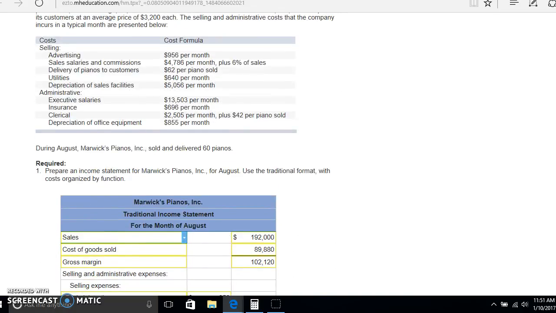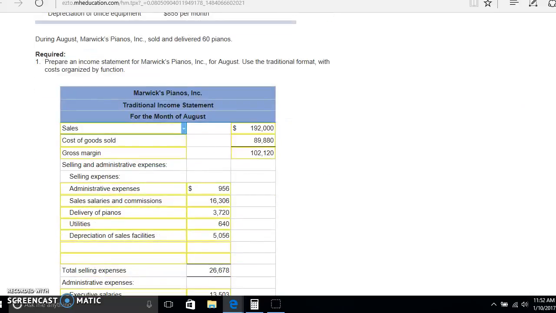And that one is sales salaries and sales commission. Now this one is a little bit tricky because what we're dealing with is it looks like your sales staff gets a salary of $47.86 regardless of how many pianos are sold, plus there's a 6% commission. So we're going to have to split this. So what I'm going to do is under fixed, I'm going to put the $47.86. If I can get there. It's not moving down for me, I'm sorry.